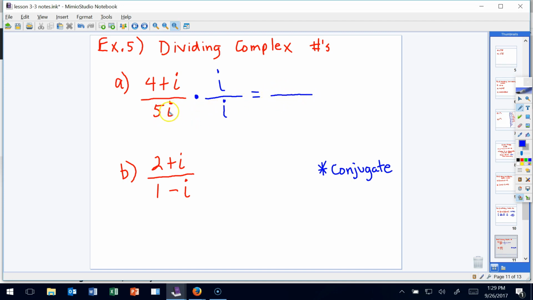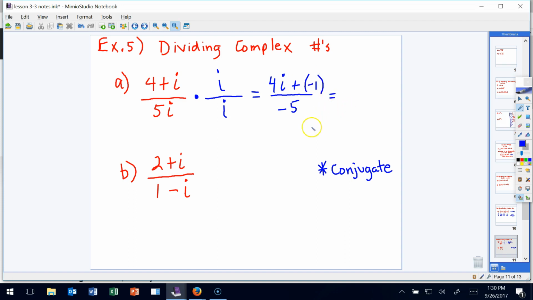So let's just work on the denominator first. If I multiply 5i times i, I get 5i squared. Well, once again, i squared is negative 1, and 5 times negative 1 is just negative 5. Okay, so now let's work on the numerator, and this is the distributive property. So I'm going to multiply 4 times i, that's 4i, and plus, now I'm going to multiply i times i, that's i squared, but again, i squared is negative 1.